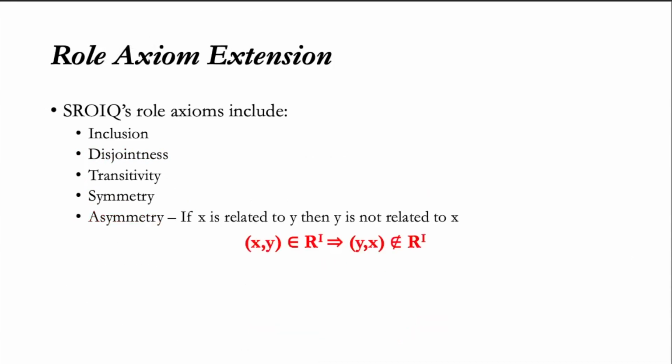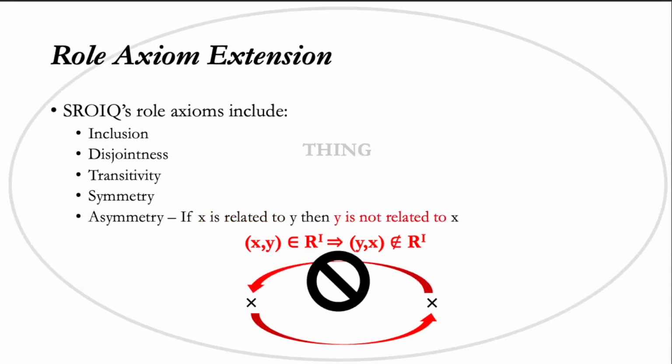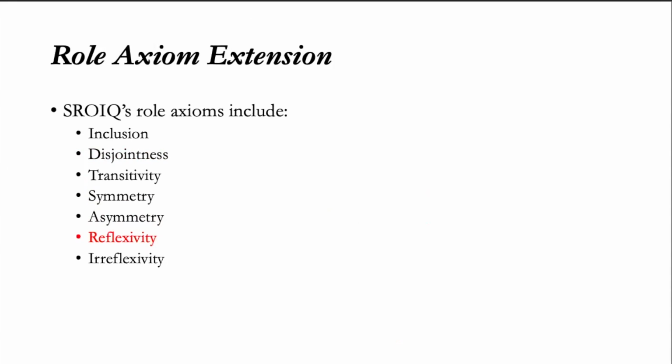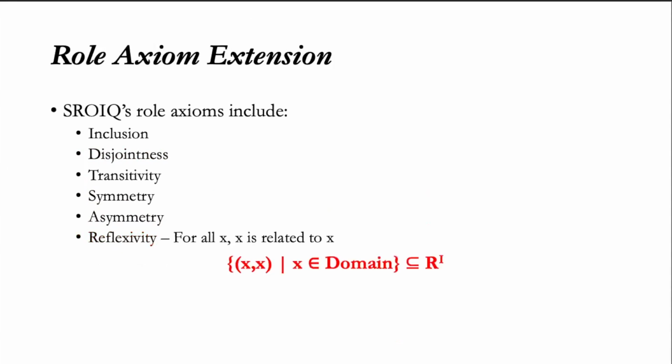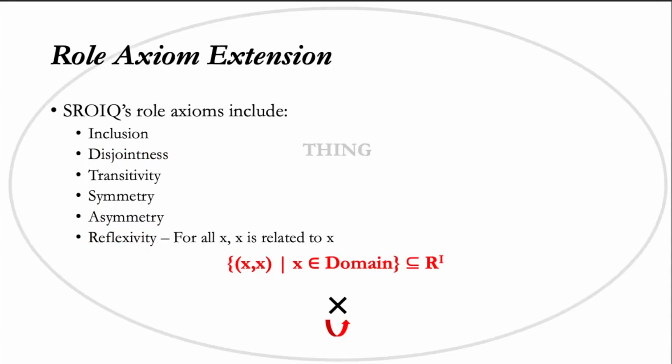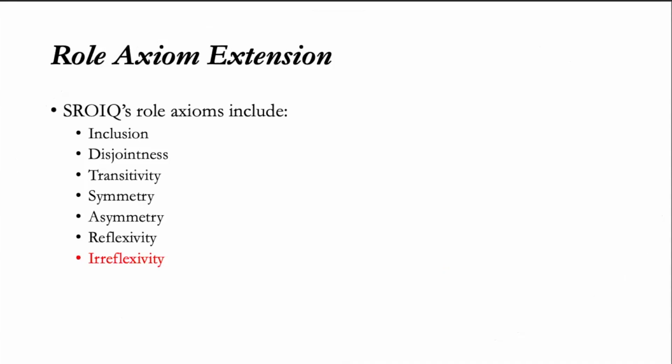Asymmetry: if X is related to Y, Y is not related to X. Boom. Not going to happen. Love often works that way. Reflexivity, my old enemy: everything in the domain is related to itself under any relation. So, like that. Stupid. I hate it. Don't use it. Stay away from it.